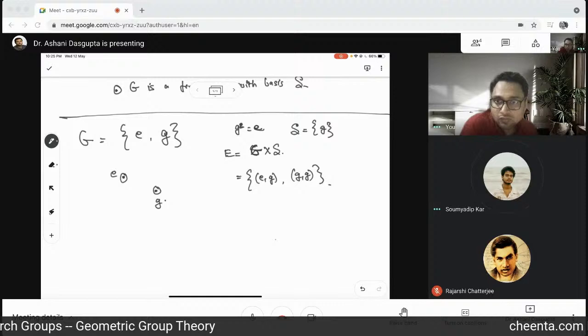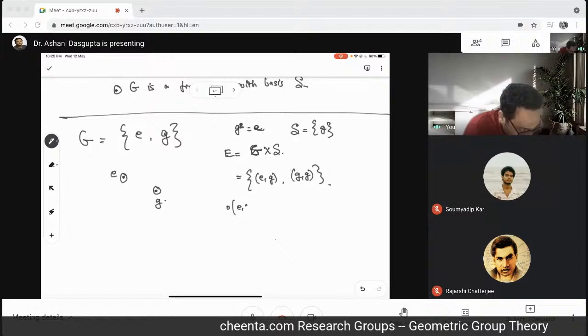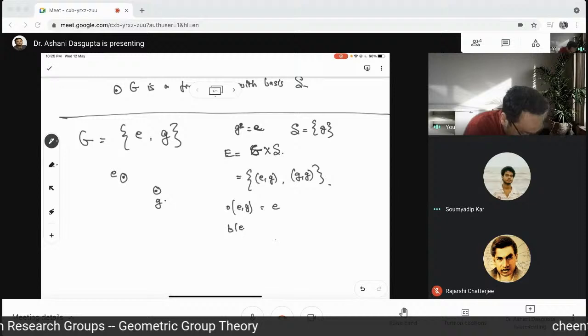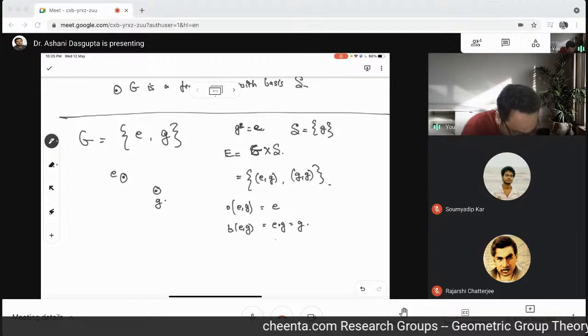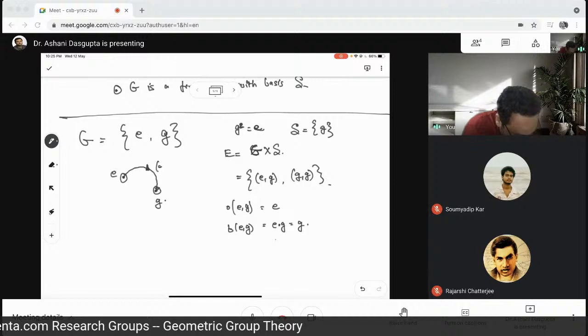Yes, sir. So what is the origin of E comma G? It is E, and the terminus of E comma G is? G. E dot G, that is G. So it's going from E to G. And this particular edge is E comma G.